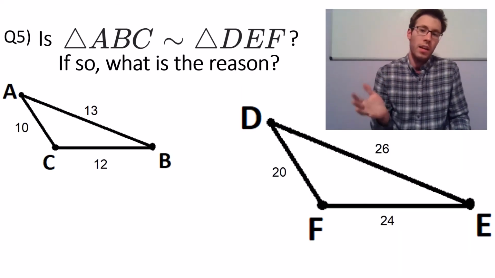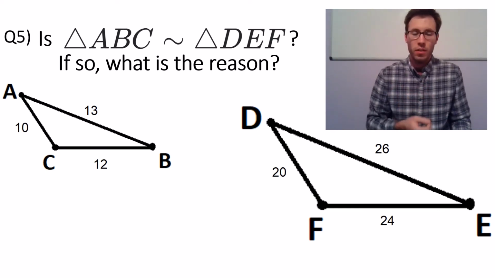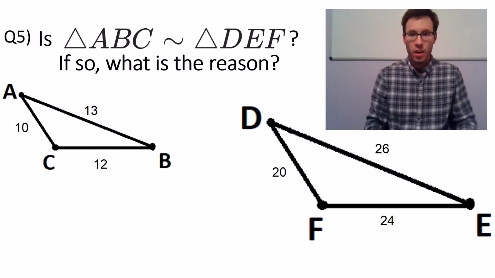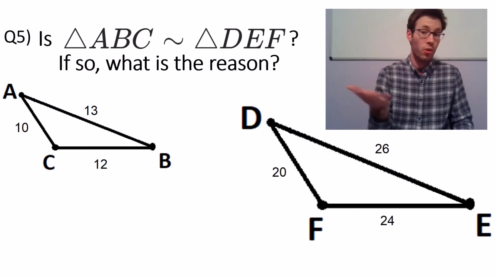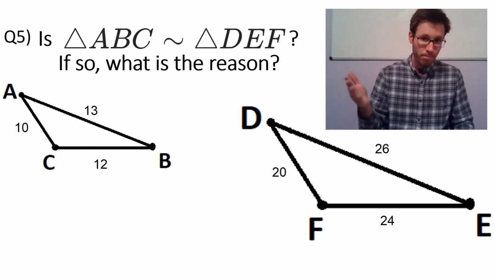All right. And again, on the previous slide, side-side-side, side-angle-side, and angle-angle similarity are actually equivalent definitions. You can prove that those reasons are in fact equivalent by using analytic geometry, but we're not going to get into that. So those are reasons why triangles would be similar.